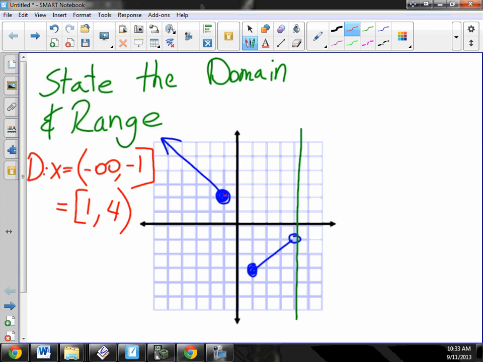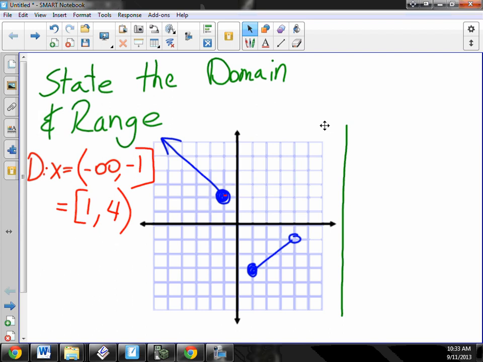Anybody not understand the domain? We okay with that? Yes, open circle is an open parenthesis. Okay. So the domain actually has two pieces.